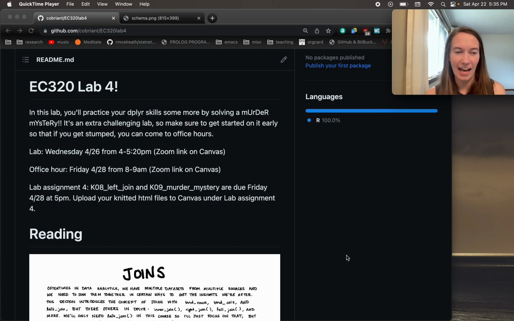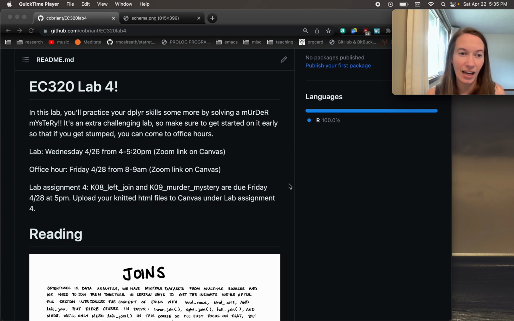Welcome to Lab 4. This lab is all about what to do when you have multiple data sets and you have some idea of how you want to combine them. And this lab is all about different options for how to do that. And you're going to practice your dplyr skills a lot in this lab. So the different ways to join the data sets are all under the umbrella of dplyr functions. And you're gonna solve a murder mystery.